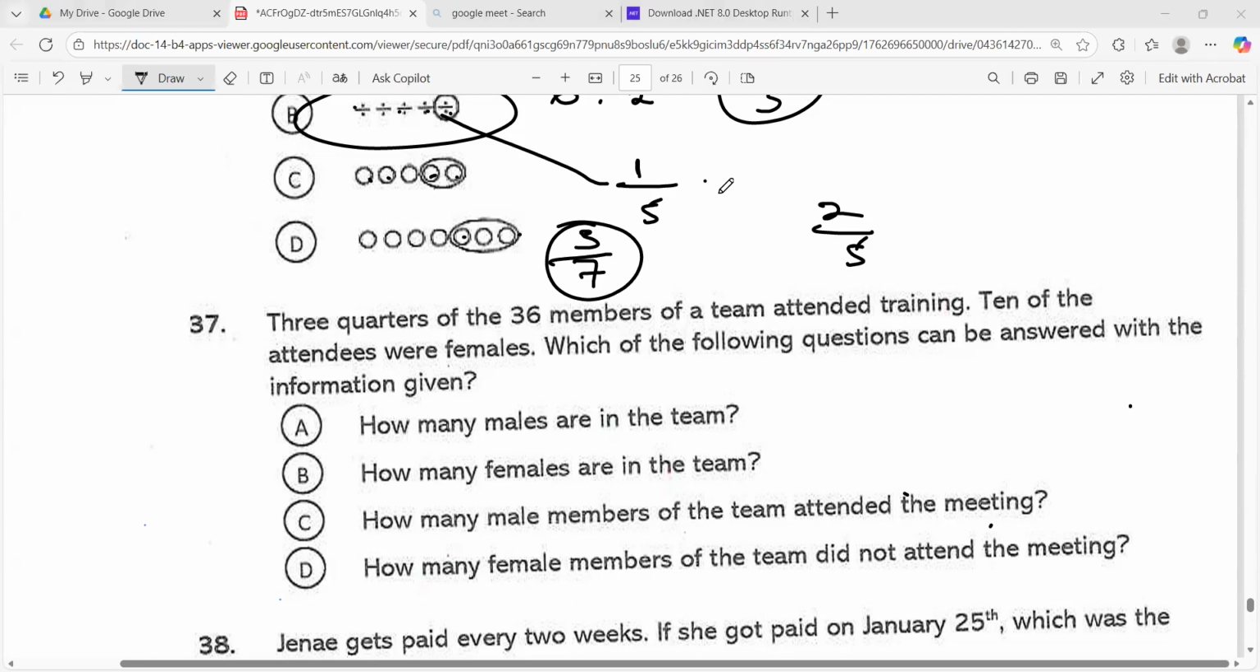Alright. So you guys can have fun with that one as well. And we're at number 37.